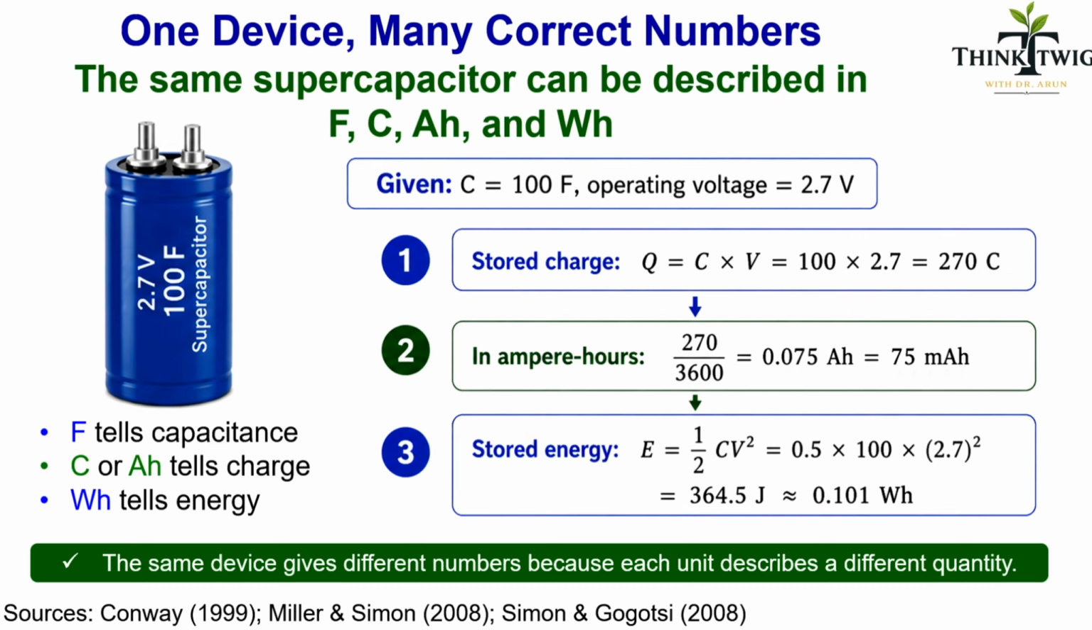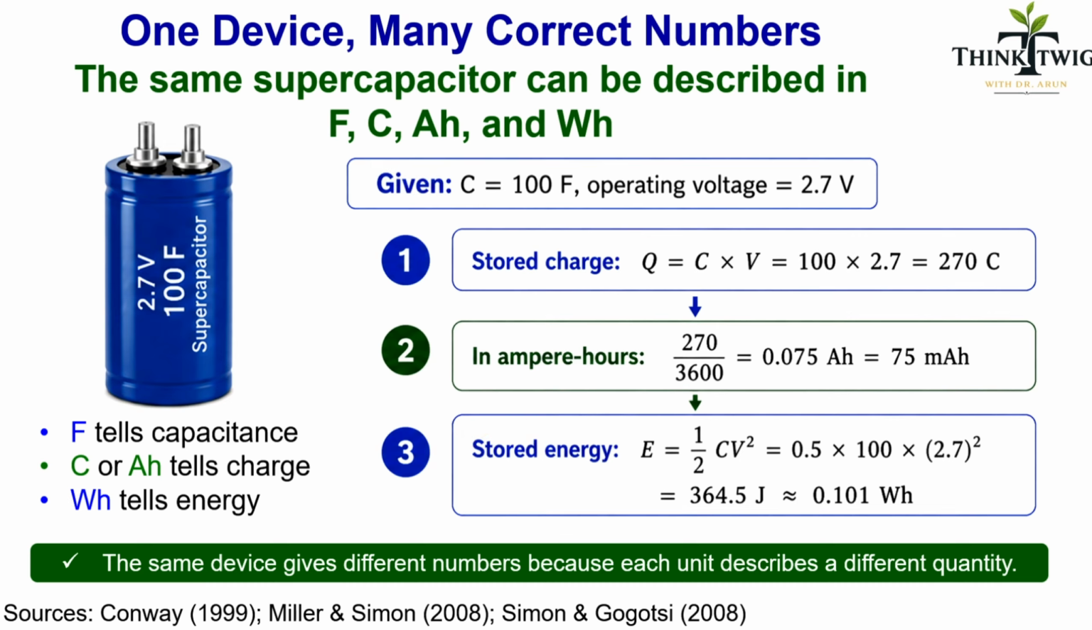But we are not finished here. Now calculate its stored energy. For an ideal capacitor, E equals 1 half C V squared. So putting in the values, 1 half multiplied by 100 multiplied by 2.7 squared gives you 364.5 joules. When we convert that to watt hours, we get about 0.101 watt hour.